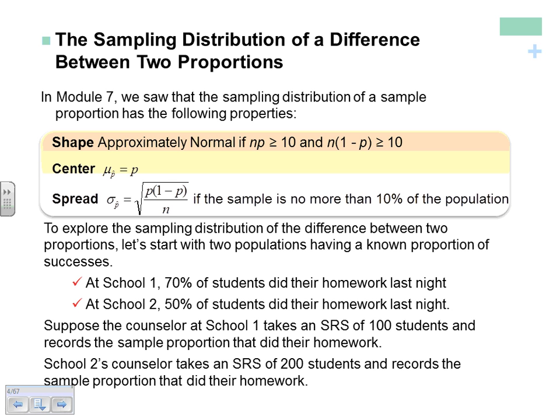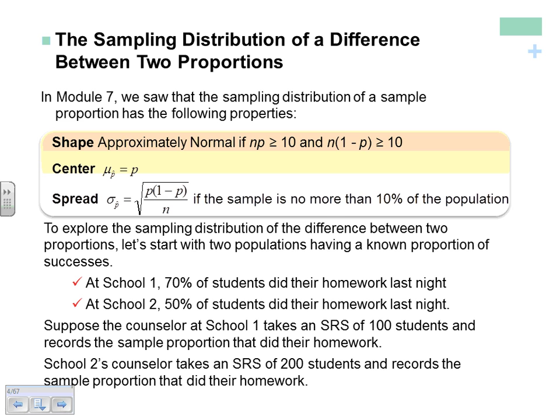So to explore the sampling distribution of the difference between these two proportions, let's start with the two populations having a known proportion of successes. So let's say at school 1, 70% of students did their homework last night, and at school 2, 50% of students did their homework. Suppose the counselor at school 1 takes a simple random sample of 100 students and records the sample proportion that did their homework.